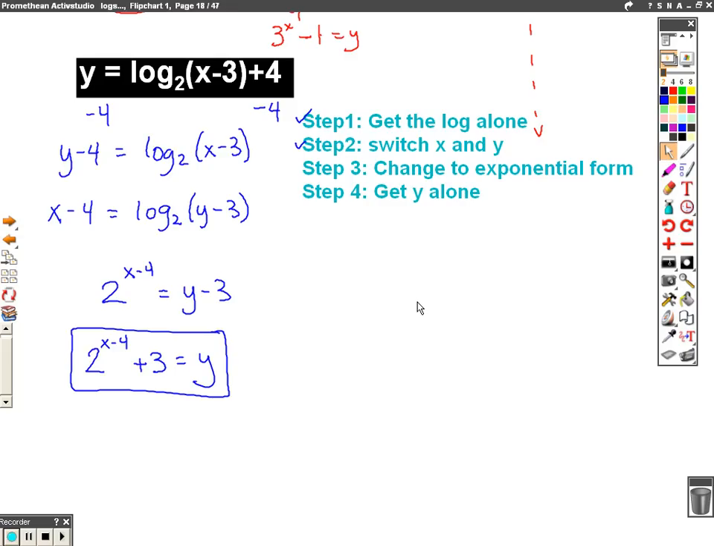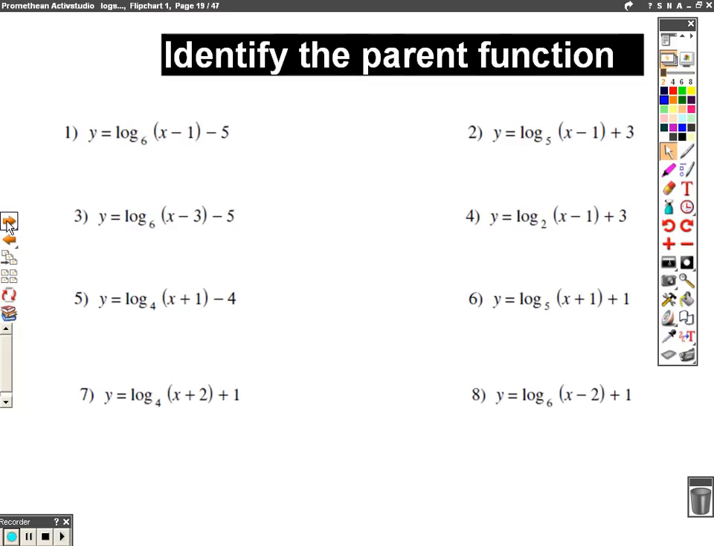All right, I want to just do one more thing in this video, and that is identifying the parent function. And when you identify the parent function, I want you to identify it as an exponential function. So I want you to change this to exponential form and just give me the parent function. So notice, this right here is a transformation, and this right here is also a transformation. So all I want you to do is give me this right here.